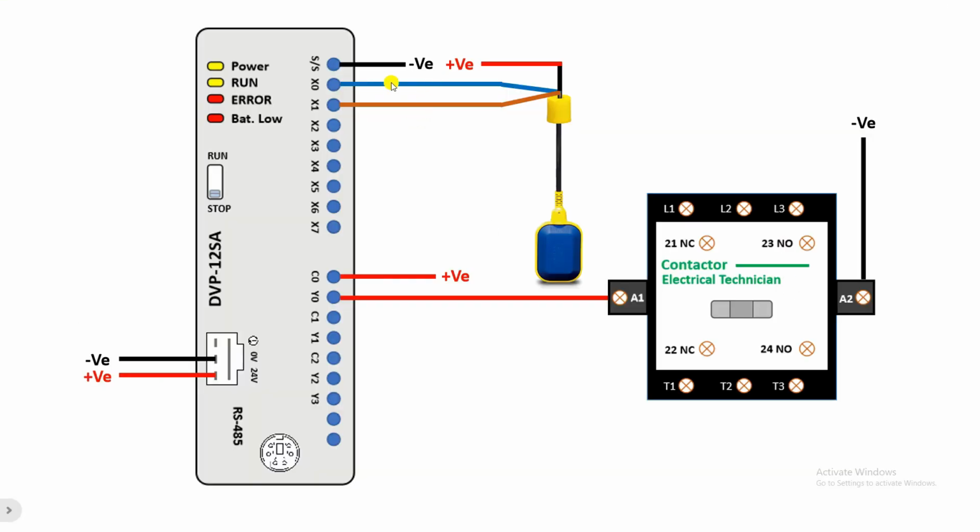The blue wire here is the NO contact. This is the NC contact. When will the power supply go to the NO contact? When the water tank here is empty. That is, if the float switch is like this, downwards, then the power supply will come to this X0 terminal. And if the float switch goes up, then the signal will come here.